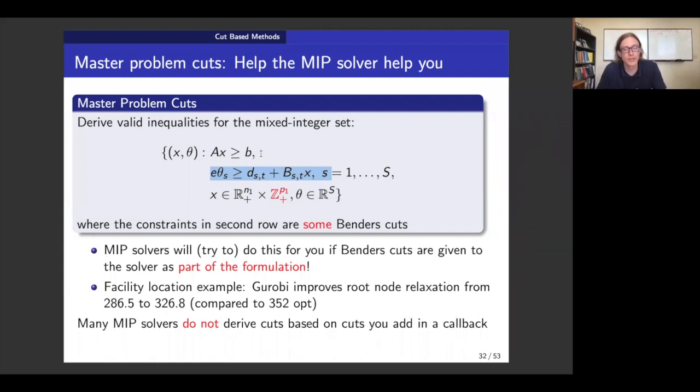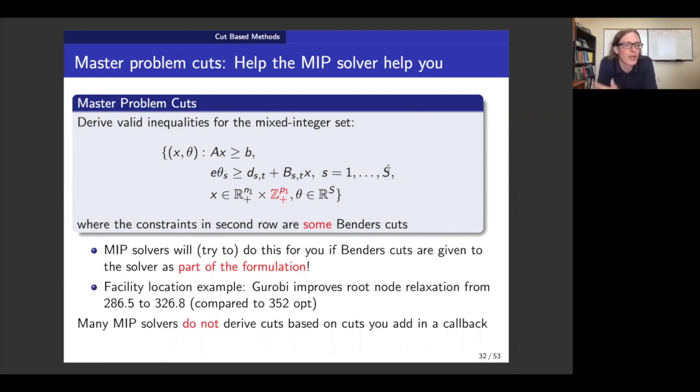In contrast, if you did not add those Bender's cuts at the start, and instead add them only on the fly as you need, then the commercial solver doesn't see those, right? If you're only adding them later, the solver certainly can't use them to generate its own cuts, and you miss the power of its ability to generate these valid inequalities.